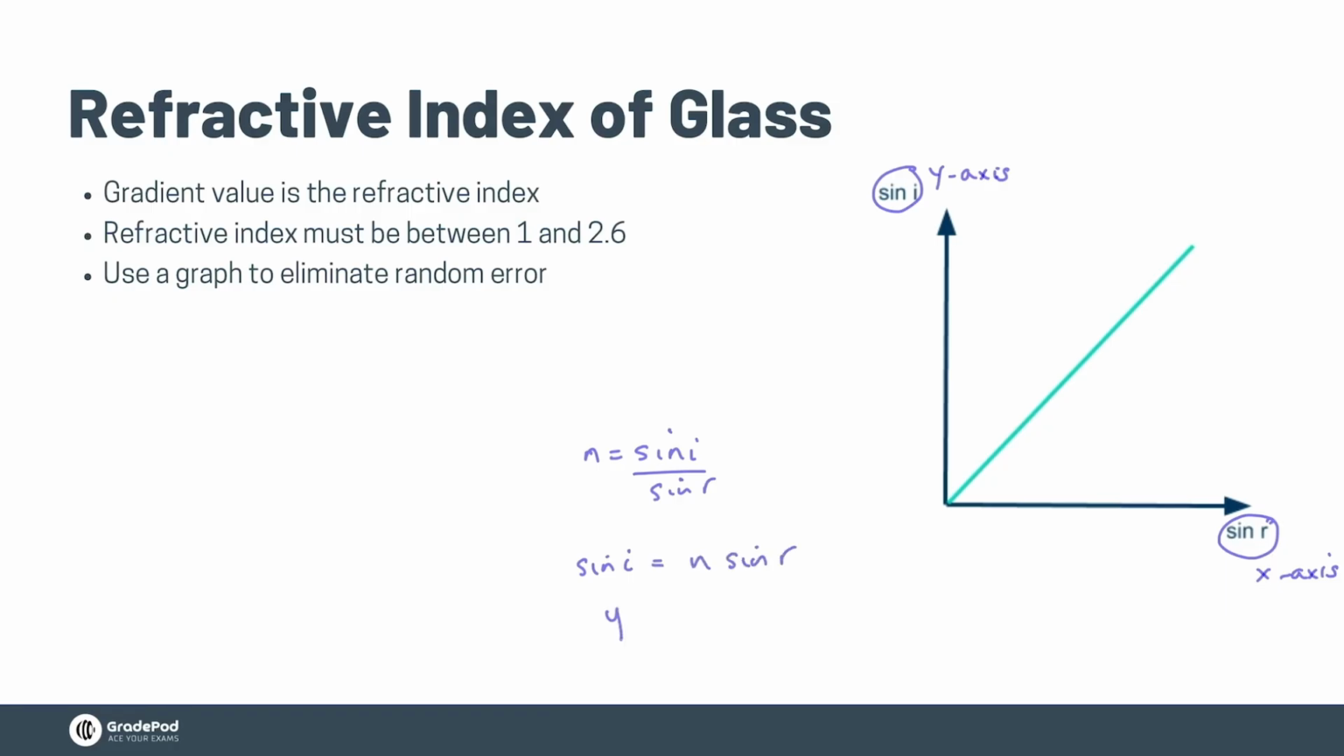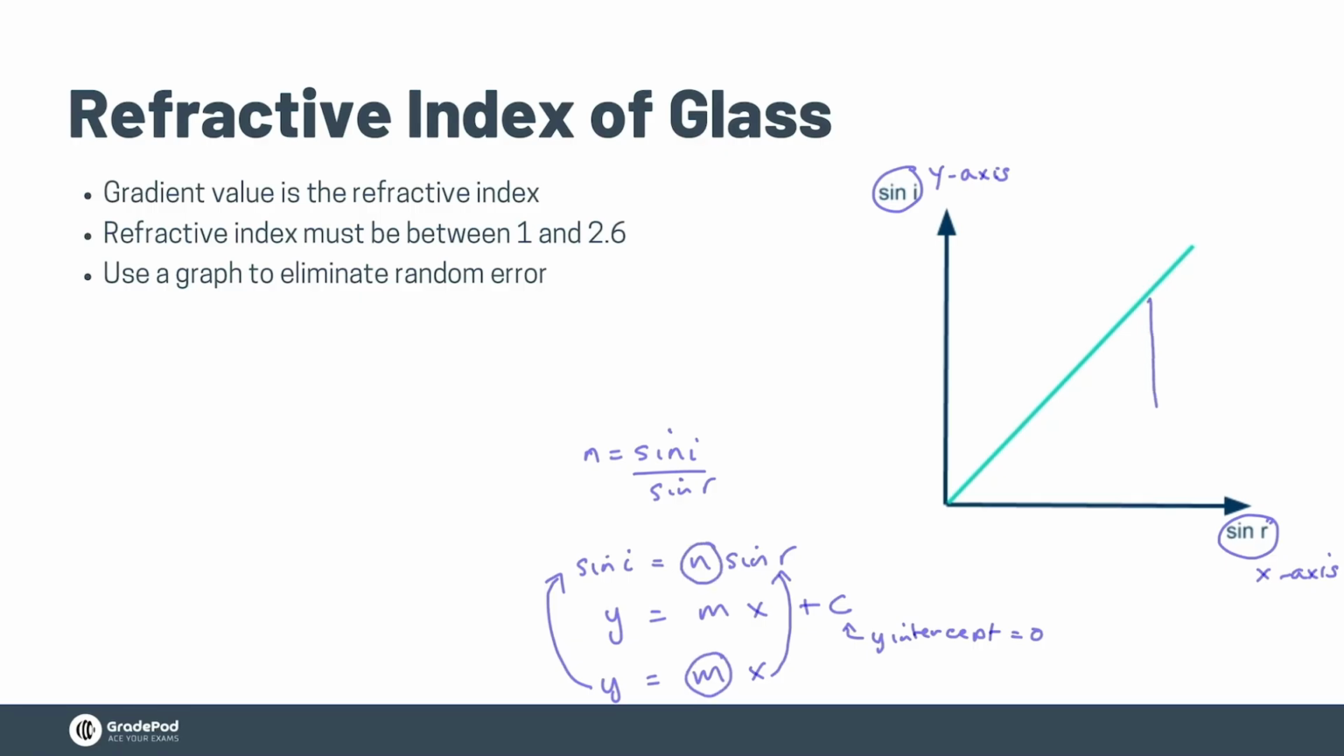And I want you to think about the equation of a straight line. Okay? C is the y-intercept, and you can see in this graph that the y-intercept is 0. So y equals mx, and if we relate y equals mx to what's given here, on the y-axis we've got sine I, on the x-axis we've got sine R. That means that our gradient is equal to n.